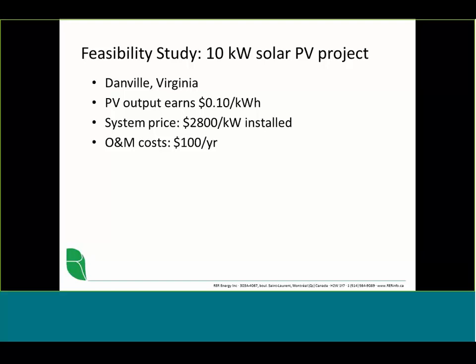We're going to assume the system price is about $2,800 US per kilowatt installed. That might be a bit high, but that's the number we're going to use. If you don't like this number, you can use the software and plug in your own number. And then I'm going to assume fairly low O&M costs, assuming that this isn't going to affect insurance costs too much, or that the land is already in the hands of the farmer, and so we don't have to have land costs. So O&M costs can be pretty low. So I'll assume $100 per year.